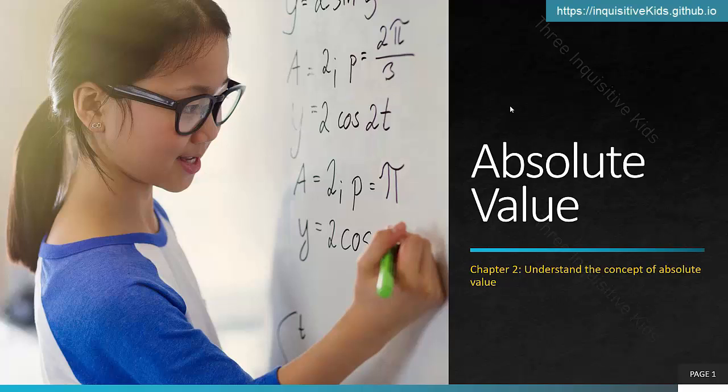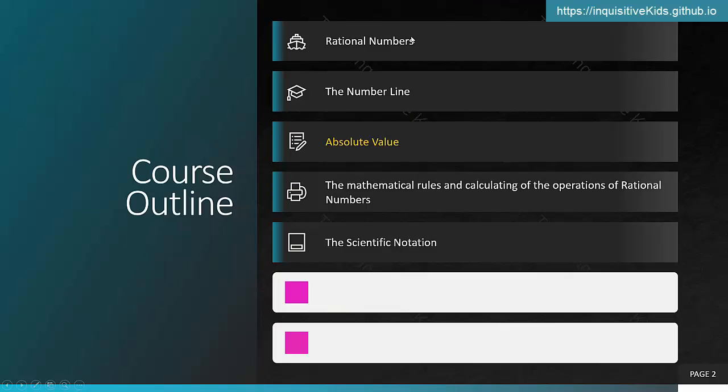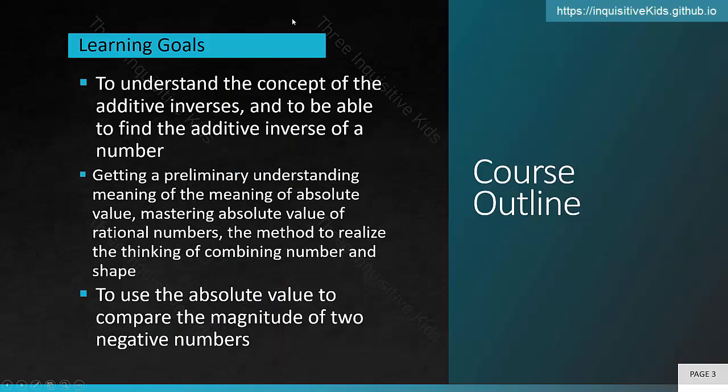Today we're going to be learning about the absolute value. The learning goals are to understand the concept of additive inverses and to be able to find the additive inverse of a number, getting a preliminary understanding of the meaning of absolute value, mastering absolute value of rational numbers, the method to realize the thinking of combining number and shape, and to use the absolute value to compare the magnitude of two negative numbers.